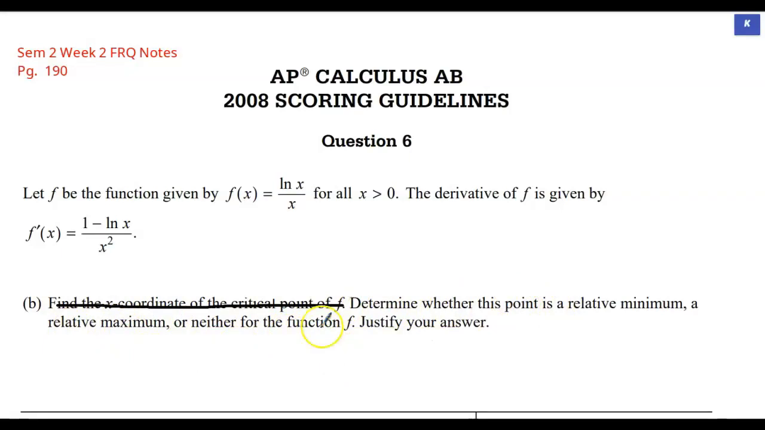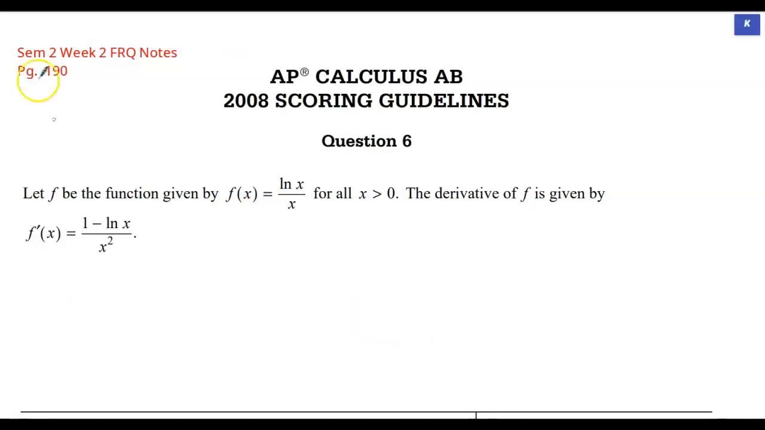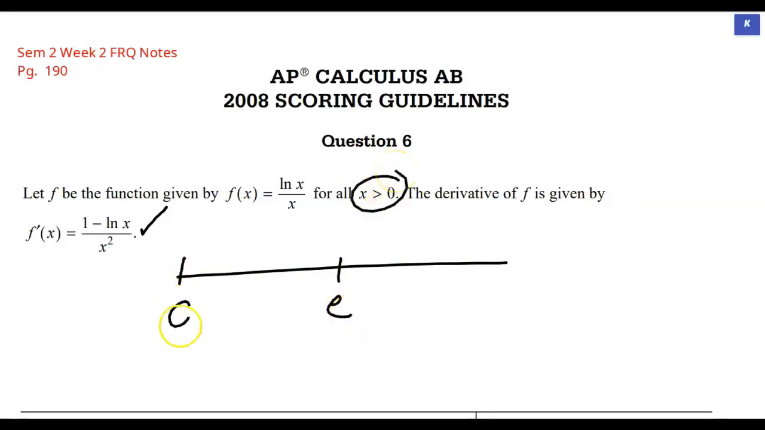Now we need to determine, is this point a relative min, max, or neither? And the way you're going to know that is by doing the first derivative test. So let's begin our first derivative test. With the first derivative test, the first thing you do is find your derivative, but we already have that. Then you find your critical value. We already did that. We found out it was e. The next thing we do is the number line part of this test, which is where we put our critical value here. Now our function has to be greater than 0, so I'm going to put 0 on this side, but there's no upper limit, so it can go up into infinity on this side.